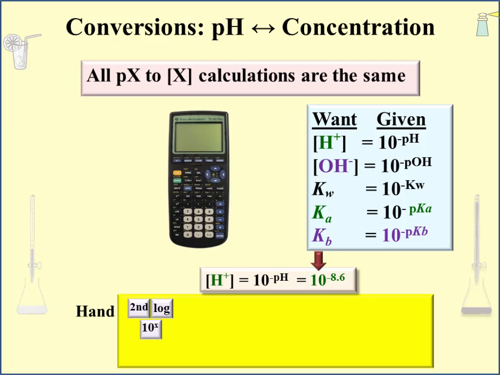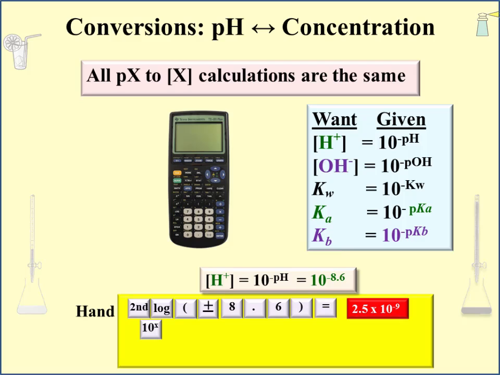To use this second function requires the second function key to be struck before striking the log key. With this done, the negative 8.6 is added, beginning with the parentheses, the plus minus, and then the number 8.6. Close parentheses, and strike equal or enter. 2.5 times 10 to the negative 9th. Some calculators do not require parentheses for this calculation.